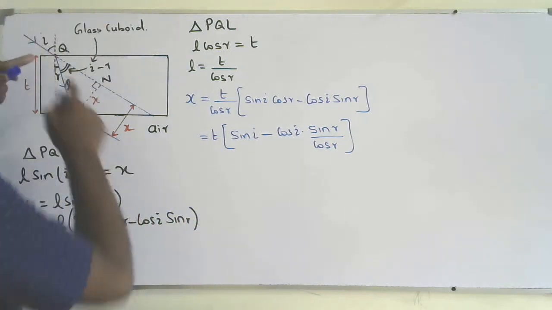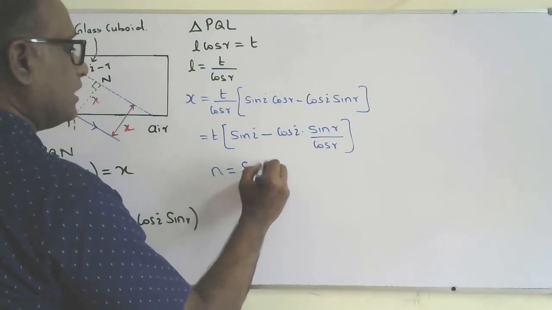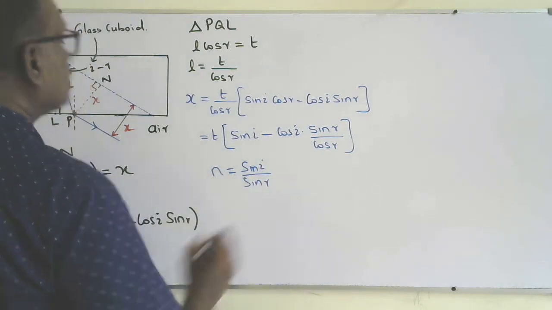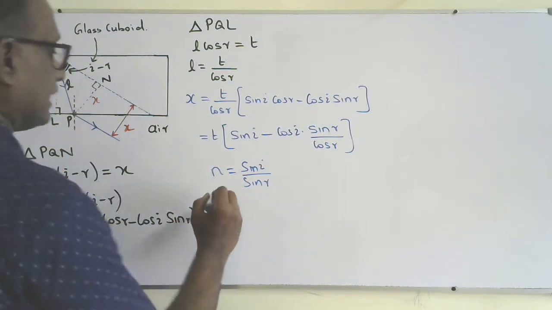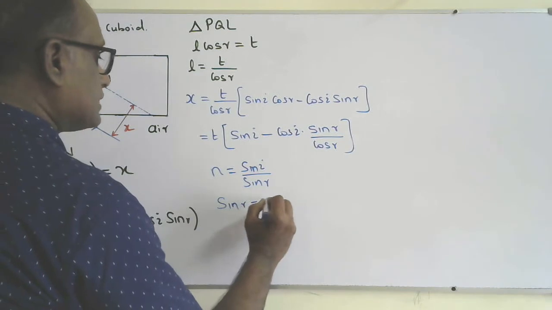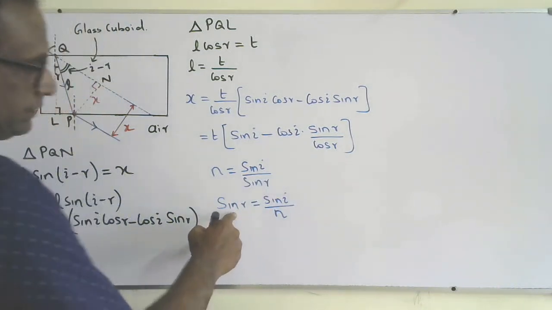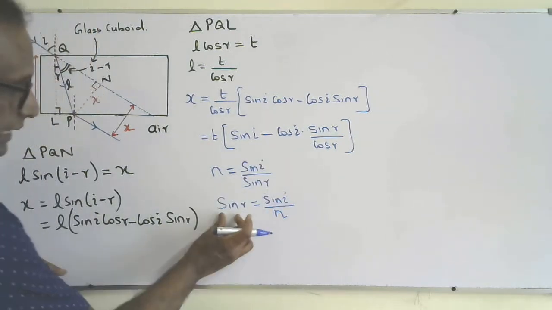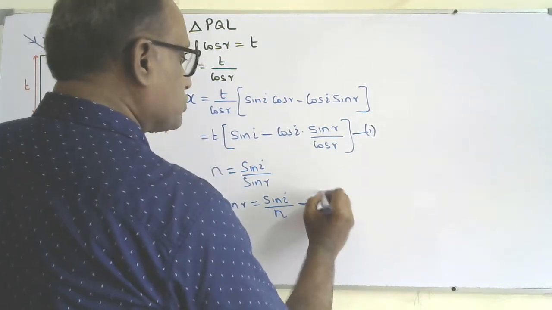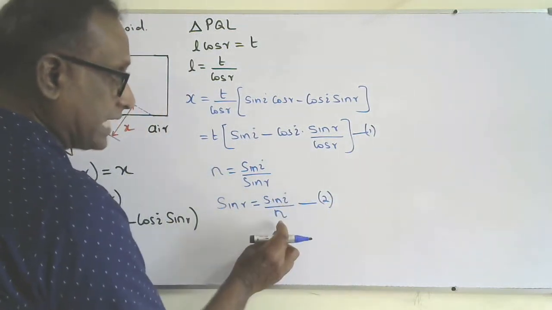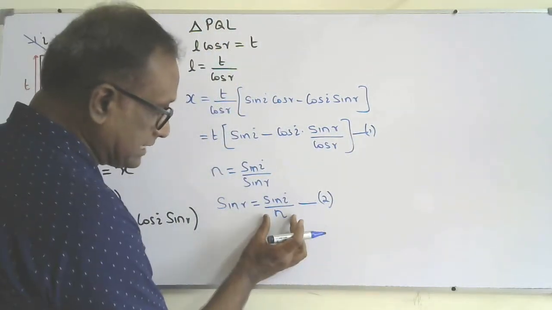Okay, so for the upper boundary, I can say n is equal to sin i over sin r for this wave at the upper boundary. So sin r is equal to sin i over n. I can say this as equation 1. This is equation 2. So I got sin r in terms of sin i and n. sin i and n are the given quantities. So I can replace this sin r by this expression.